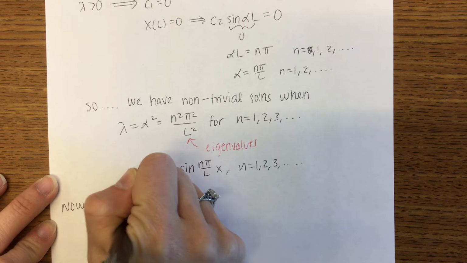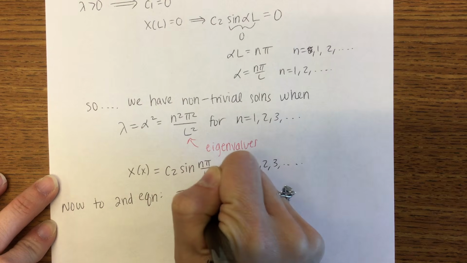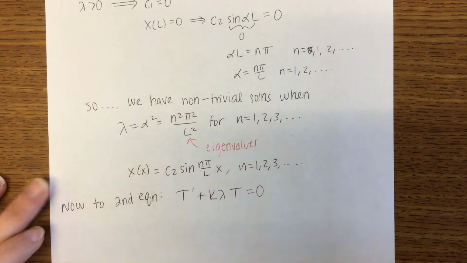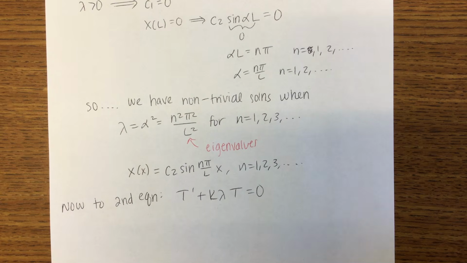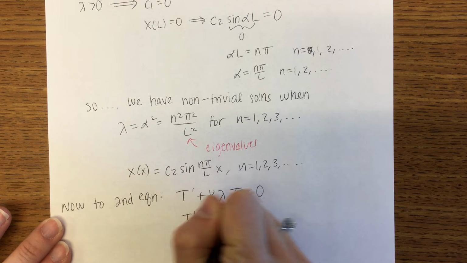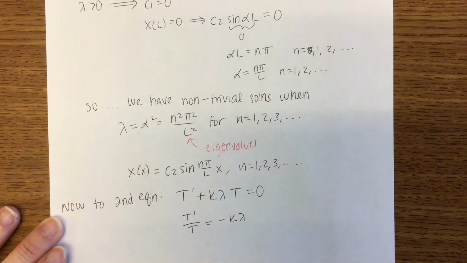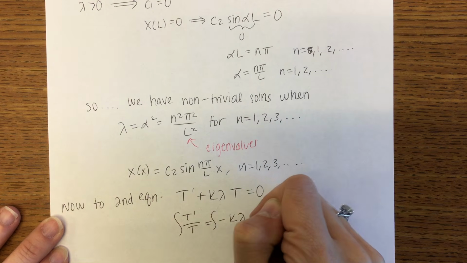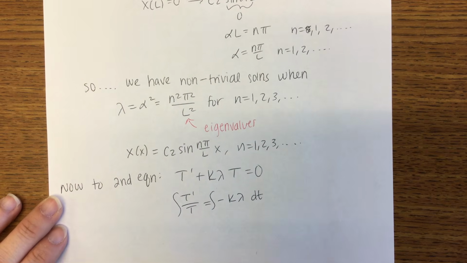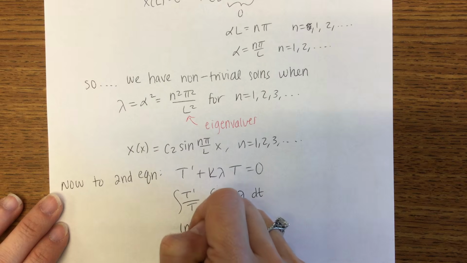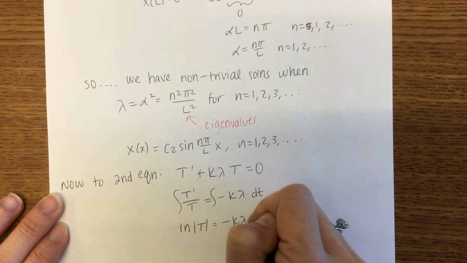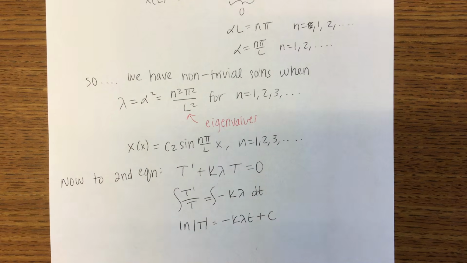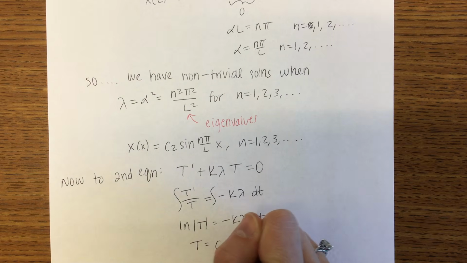So now we got to go back to our second equation, that was the T prime plus k lambda times big T equals 0. This is separable. You're going to get t on one side, everything else on the other side. When you do that, you get T prime over big T equals negative k times lambda. Integrating with respect to little t, we get natural log of big T equals negative k lambda little t plus c. Applying e to everything, we get big T is c3 e to the negative k lambda t.